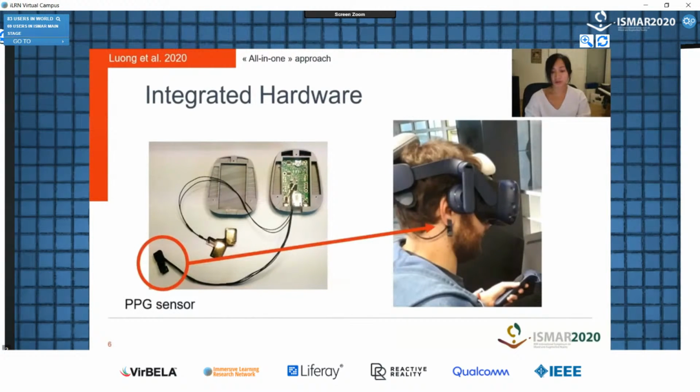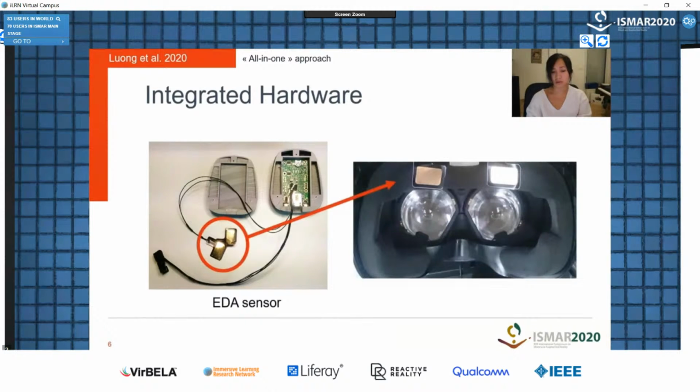So we measured the user's cardiac activity using a PPG sensor, which was placed on one of the user's earlobes. And we also measured the user's electrodermal activity using two sensors, which were placed on the forehead inside the VR headset.